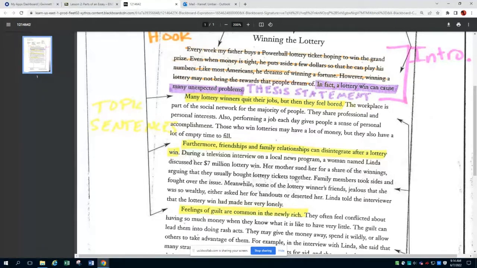I want you guys to tell me, what is the relationship between the thesis statement up here in purple and the topic sentences in yellow?